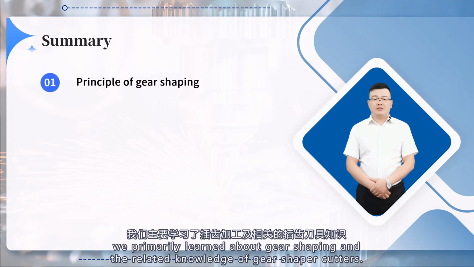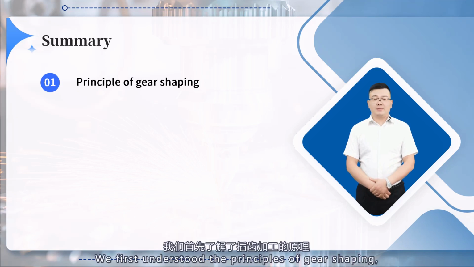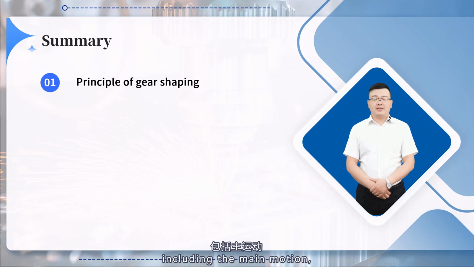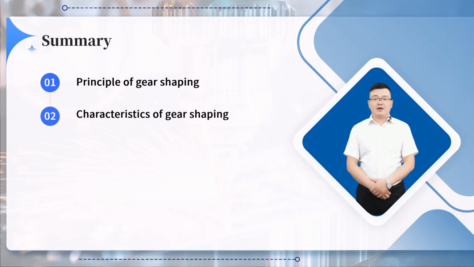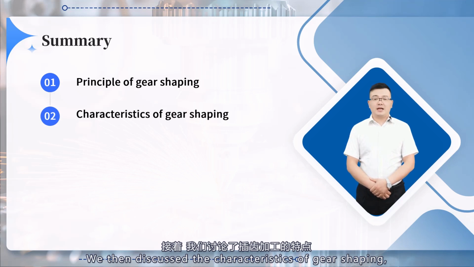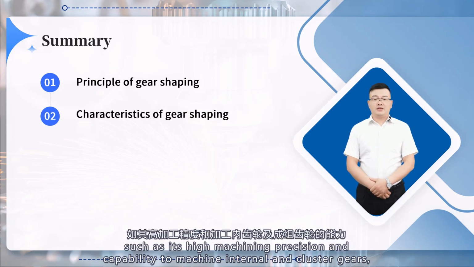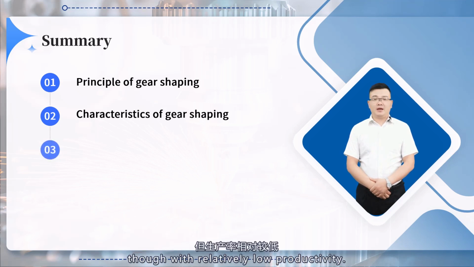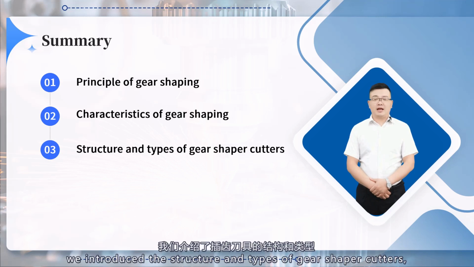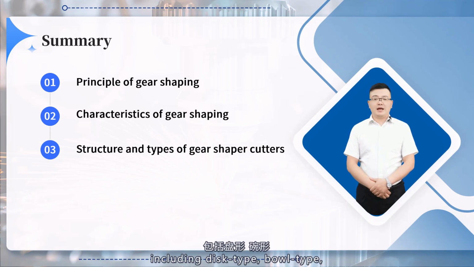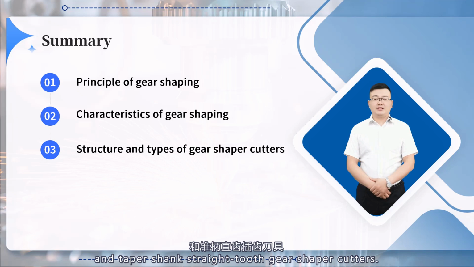cutters. We first understood the principles of gear shaping, including the main motion, indexing motion, circular feed motion, radial feed motion, and relieving motion. We then discussed the characteristics of gear shaping, such as its high machining precision and capability to machine internal and cluster gears, though with relatively low productivity. Next, we introduced the structure and the types of gear shaper cutters, including disc type, bowl type, and taper shank straight tooth gear shaper cutters.